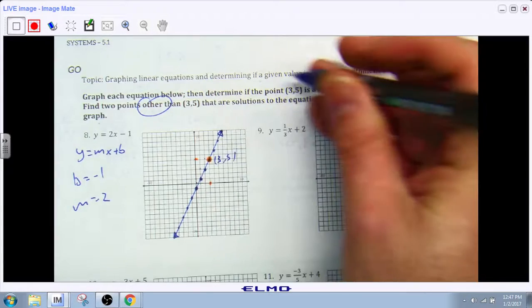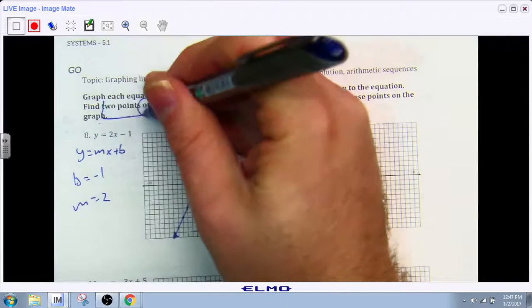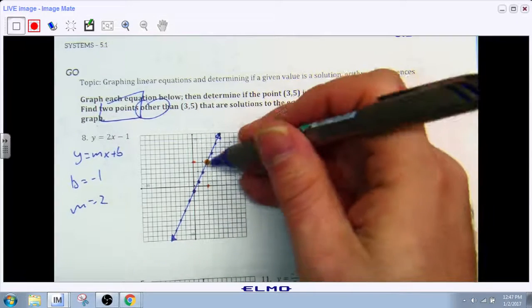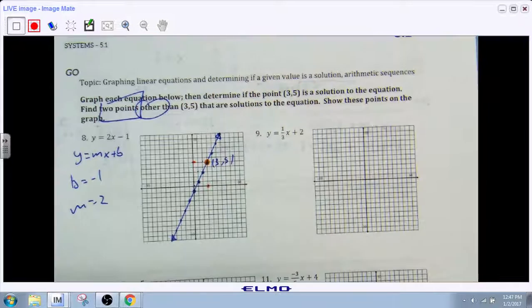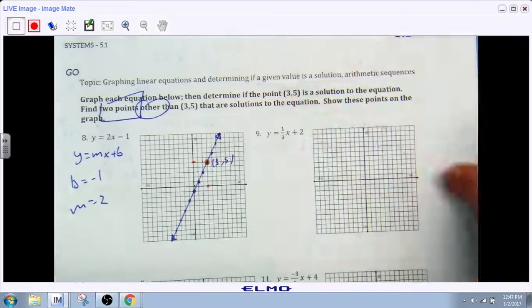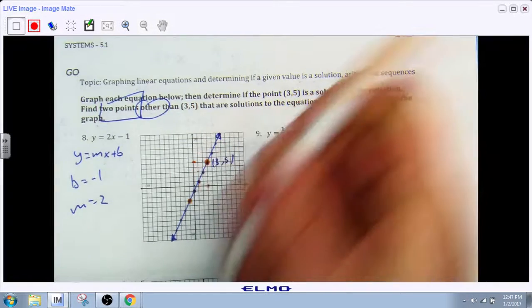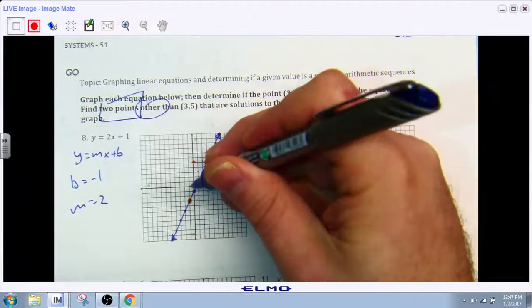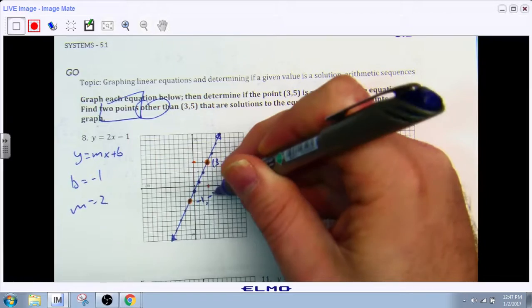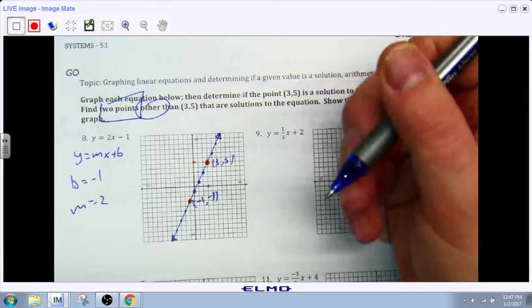But it also wants me to find 2 points other than 3, 5 that are solutions. And so I was very meticulous about making sure that I had these points here. So let's just go ahead and figure out what these points are. When I look at this point here, just pick one. I see that my x is -1, my y is -3. Easy. There's one. I just got to do one more.